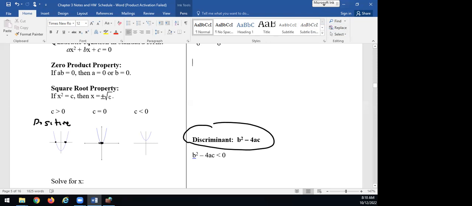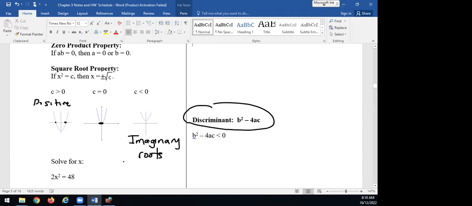Now, if c is a negative value, right? When you square with a negative, what happens? It's going to be an imaginary number, not a real, so it will not cut your x-axis, right? So this means that the roots are imaginary. That's simply what it is saying. I want to talk about it some more.